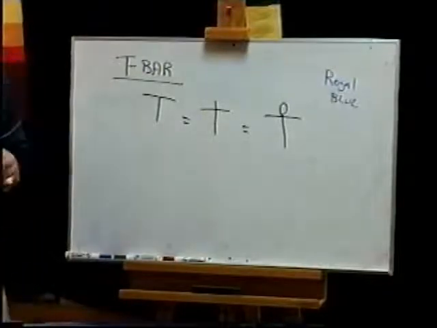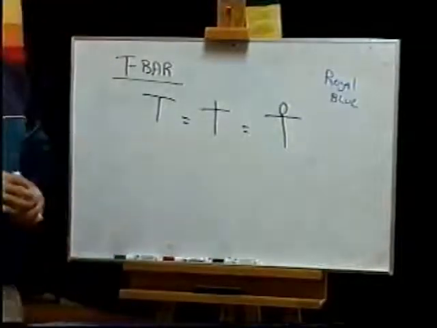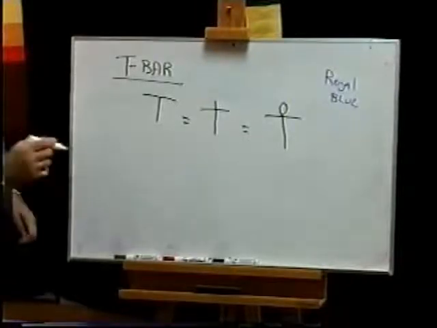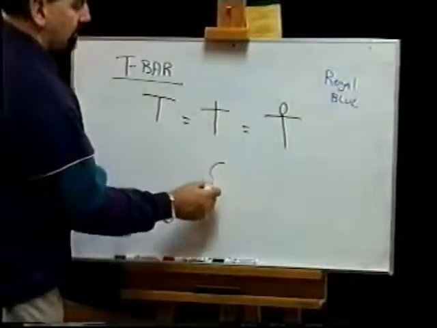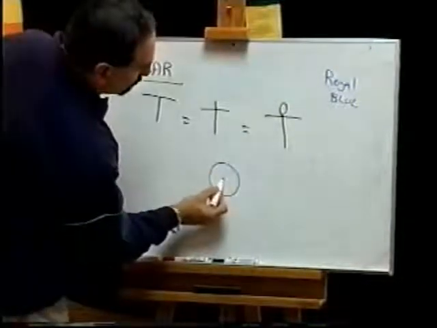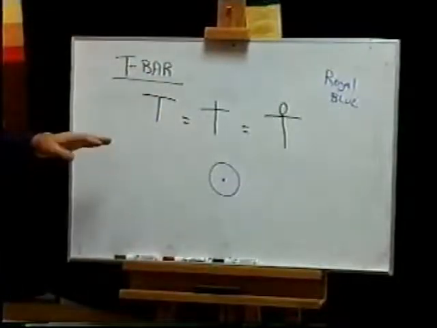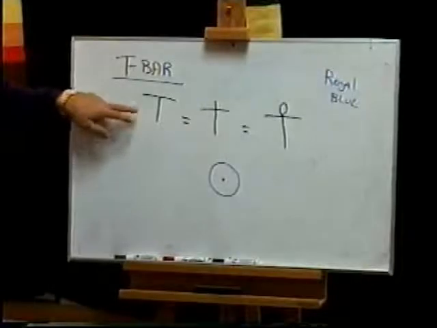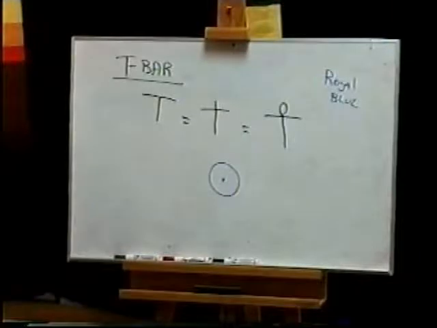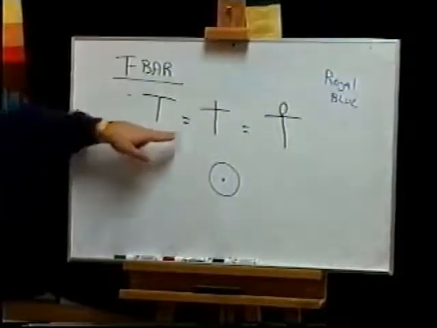Okay. Now, if for some reason you cannot see your T-bar, don't be concerned. Instead, you can use a royal blue circle with a royal blue dot in the middle of it. Now, what do you do with all this stuff? Every morning before you get out of bed, and every evening before you go to sleep, look at your pineal gland and see your T-bar.